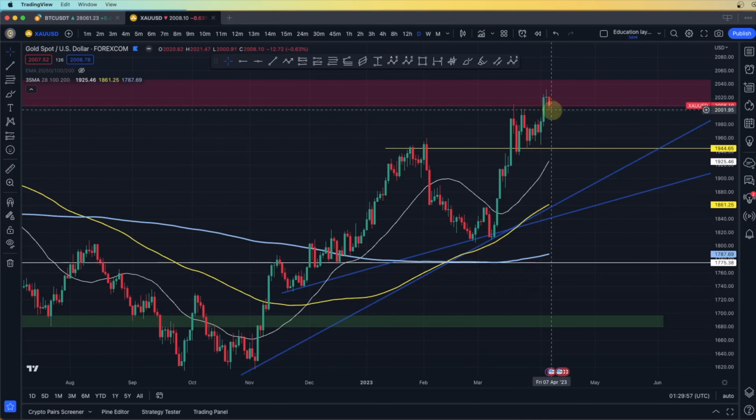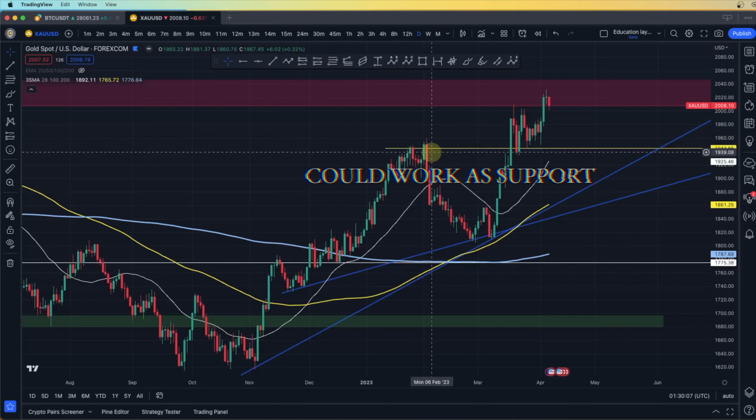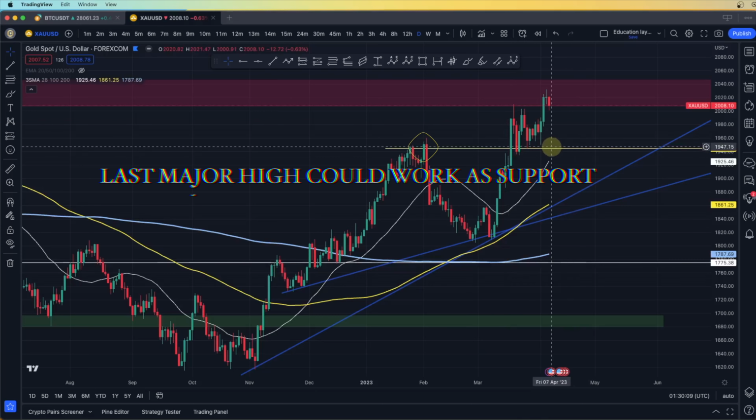What will happen if we see signs of weakness on gold? We need to avoid this area, because this area is the last major high and might work as support for the next impulse move up.